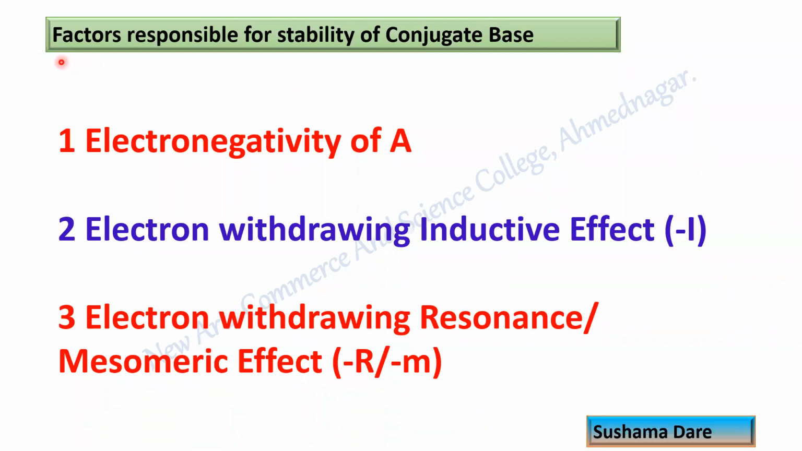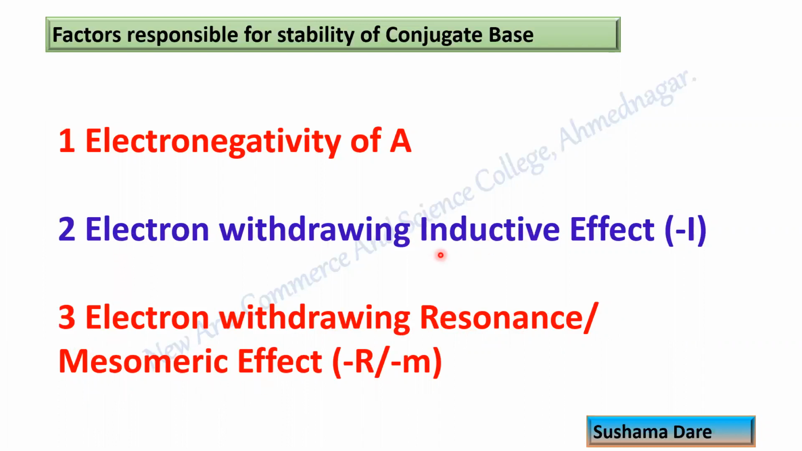Now, which are the factors responsible for stability of the conjugate base? The first factor is electronegativity of A. The second is electron withdrawing inductive effect, that is the minus I effect. And the third factor is electron withdrawing resonance effect or mesomeric effect. So what is the difference between the resonance effect and mesomeric effect? Resonance effect is the electron delocalization by carbon, that is called a resonance effect. If the electron delocalization is by a heteroatom, it is called a mesomeric effect.